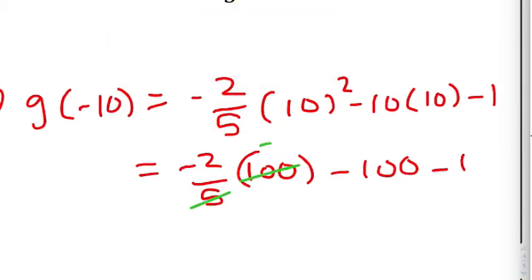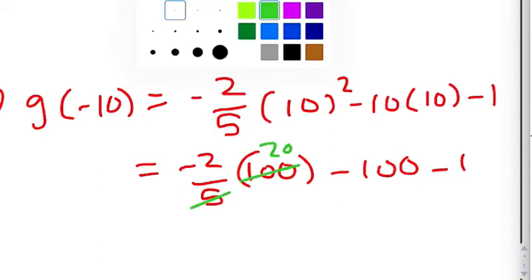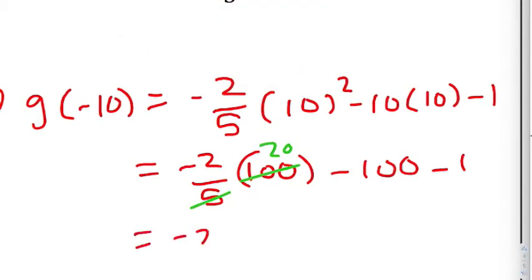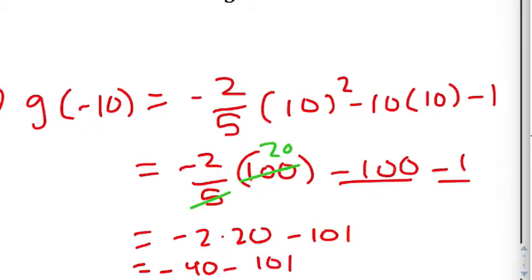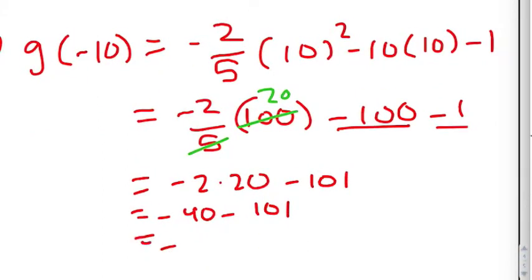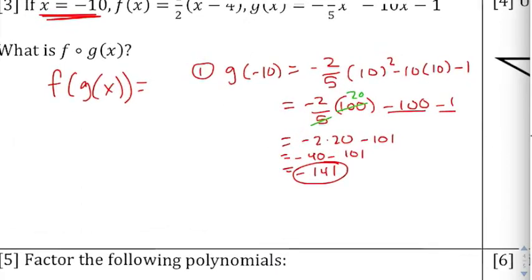We get 5 goes into 10 twice. So this is going to be negative 2 times 20 minus 101, because negative 1 minus 100 is minus 101. Negative 2 times 20 is negative 40. Subtract 101. So this will be negative 141. All right. So if that's going to be the g value, we can now take that and substitute in the f function. And so we're really finding f of negative 141.